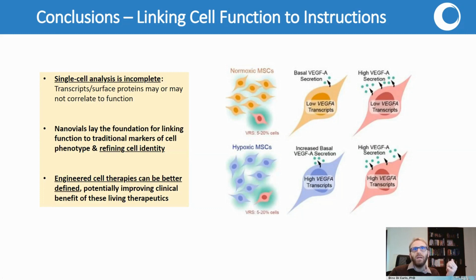And so nanovial technology lays the foundation for linking function to these traditional biomarkers, and we think will help refine cell identity. And as I said, engineered cell therapies can be better defined if we start to have functional approaches to characterize them, and then go back and say, okay, based on these functional approaches, how do I engineer the genome and engineer the epigenome in order to make the cells have these functions? So we see that as an iterative process.